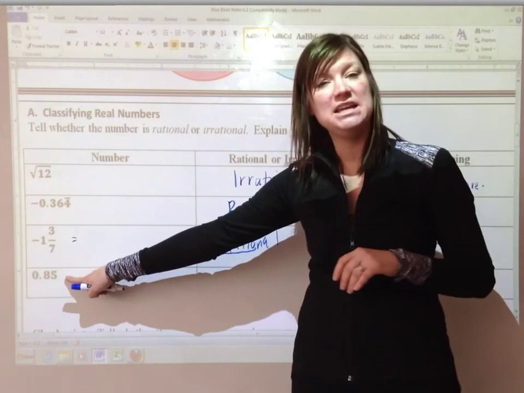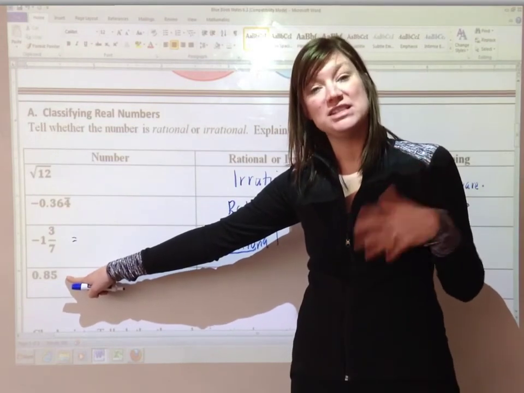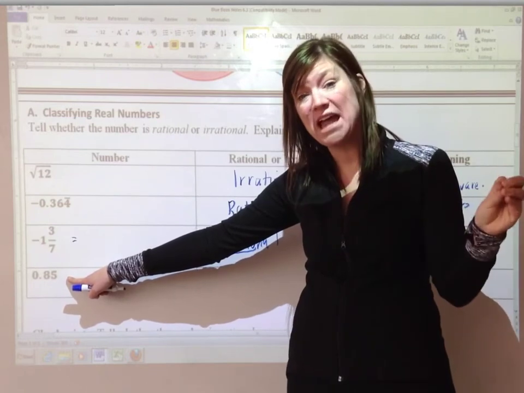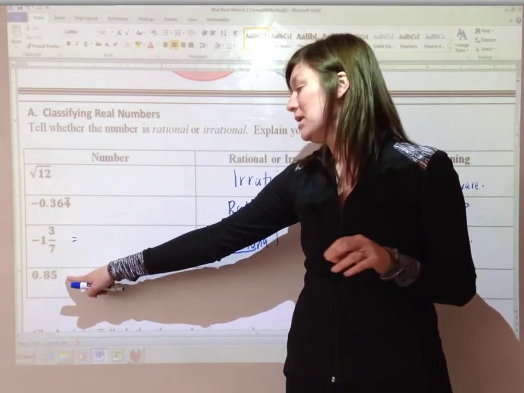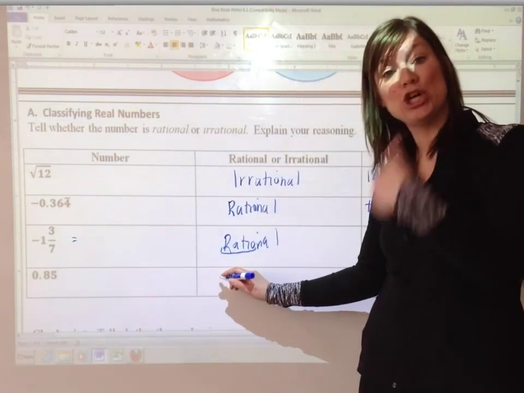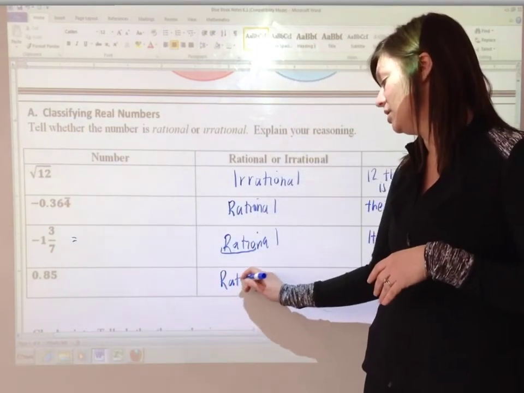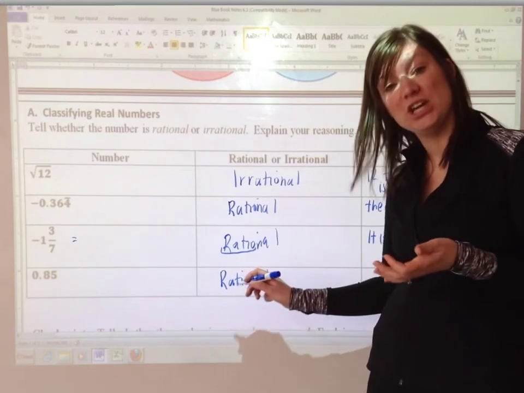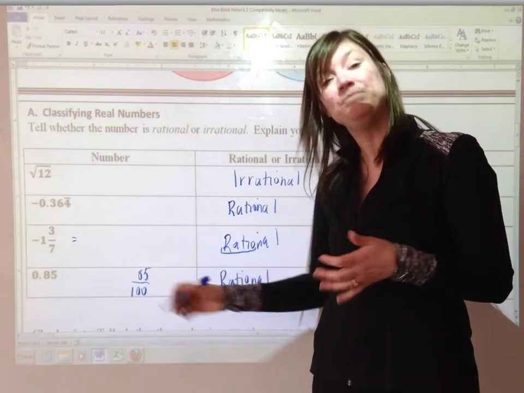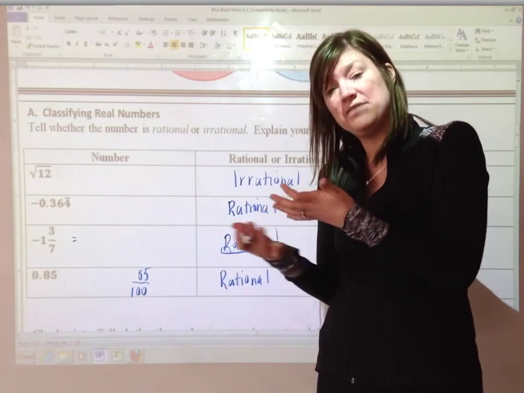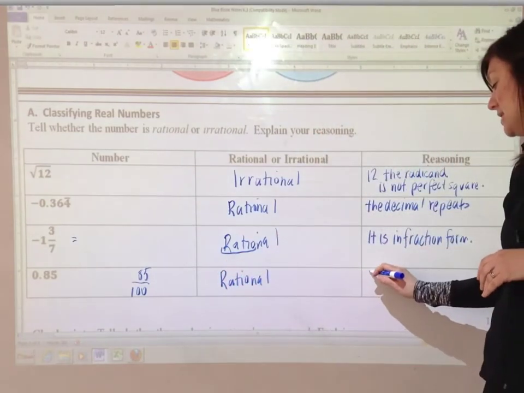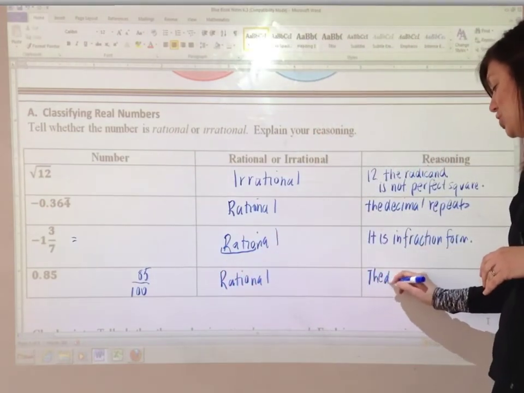And the last one is 85 hundredths. 85 hundredths is a decimal. To be irrational, it needs to never end and can't repeat. But it did end. It's in the hundredths place. So since it terminated, it's considered rational. We can write it as a ratio. We can rewrite that as a fraction, a ratio of 85 to 100. So it's in the rational definition, since the decimal terminates.